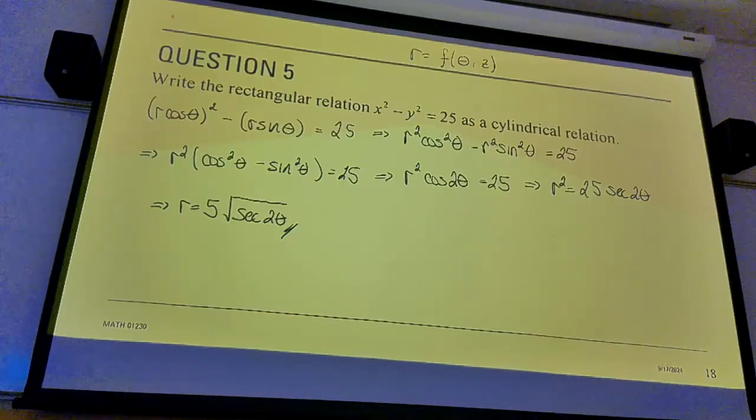R squared is positive, right? 25 is positive. That means secant of 2 theta already has to be positive. So you don't have to restrict secant of 2 theta to be positive under the square root because it's already guaranteed to be positive. That's what I mean by no added restrictions. And you already know cosine can't be 0, because then you would have 0 equals 25, which is nonsense. So nothing we did required us to add restrictions to it. So we're done.